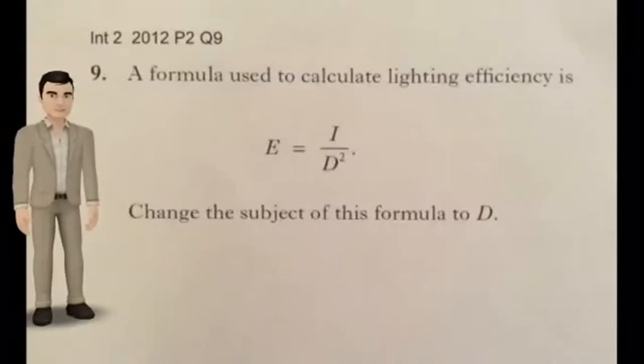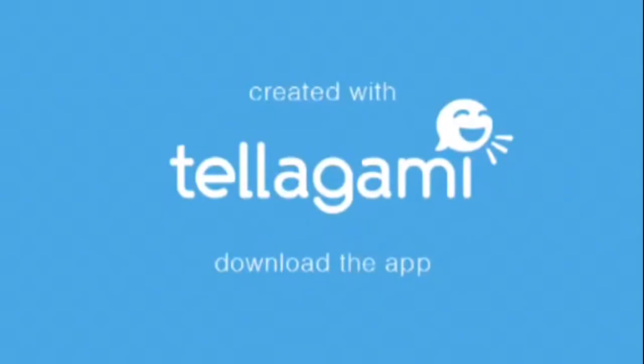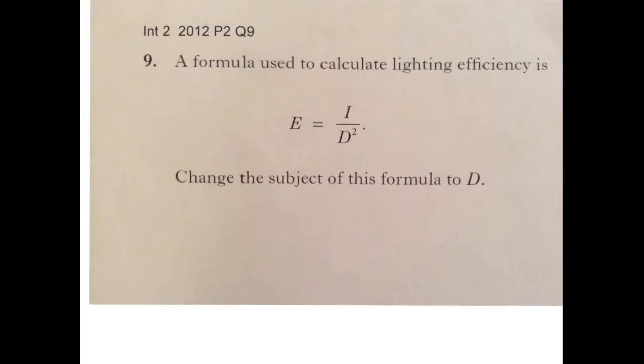A formula used to calculate lighting efficiency is E equals I over D squared. Change the subject of this formula to D.